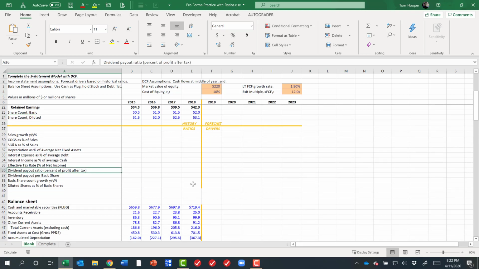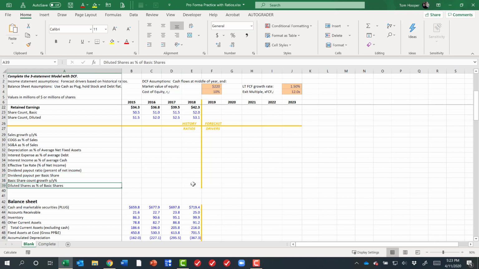Also, in our template, calculated dividends as a payout ratio, the way that we did with the original Pro Forma Practice. But I've also included a dividend payout per basic share, because a lot of companies like to keep their dividends constant per share, so that if I make an investment, I can expect that dividend when the quarter rolls around. And so I'd recommend calculating both of those ratios and seeing which one is more consistent for your company, and see if you can find what their dividend philosophy is.